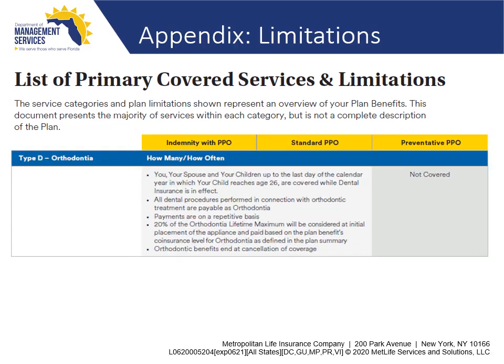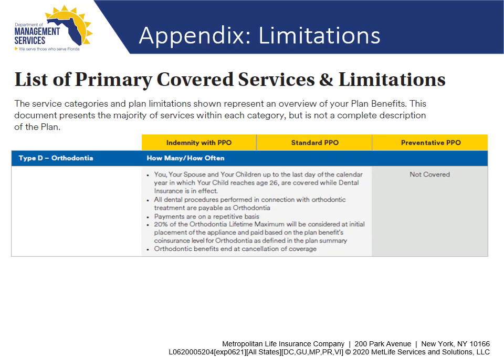The service categories and plan limitations shown represent an overview of your plan benefits. This document presents the majority of services within each category, but is not a complete description of the plan. A full list of limitations can be found in your plan certificate. You can visit www.metlife.com/stateofFL to review your specific plan certificate. Indemnity with PPO, standard PPO. Type D, orthodontia, frequencies and limitations.